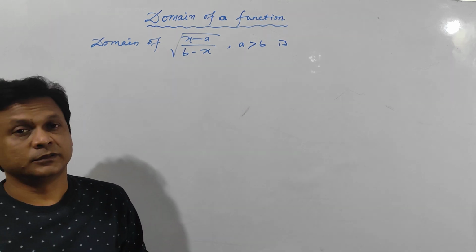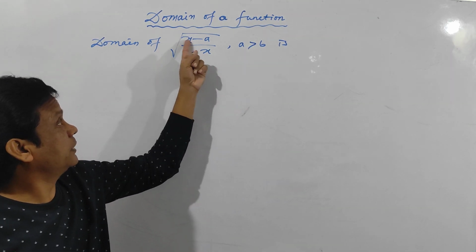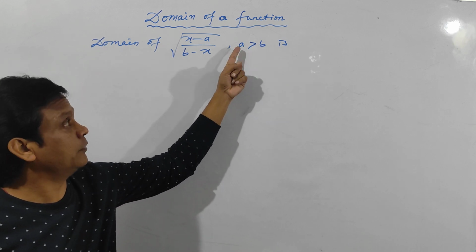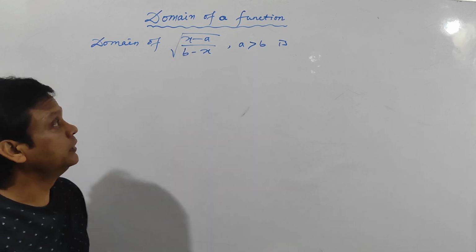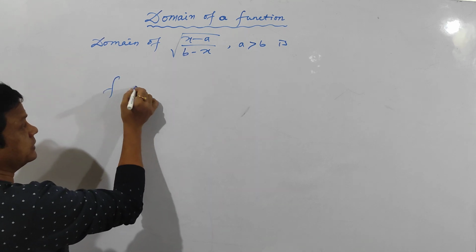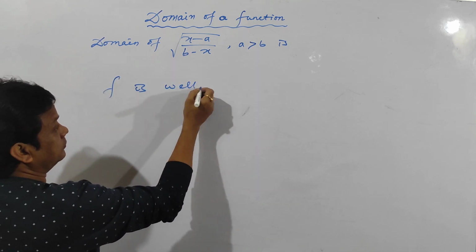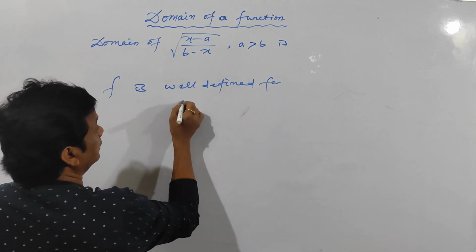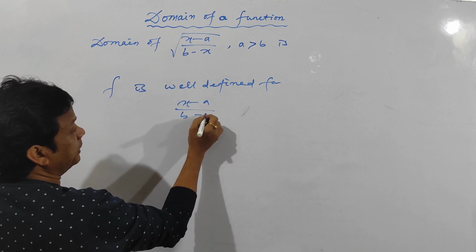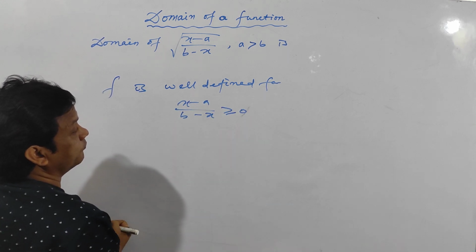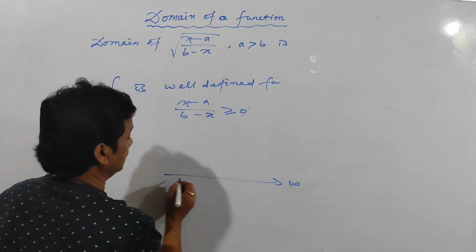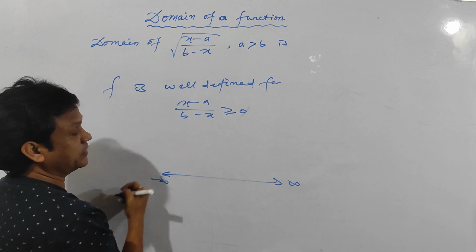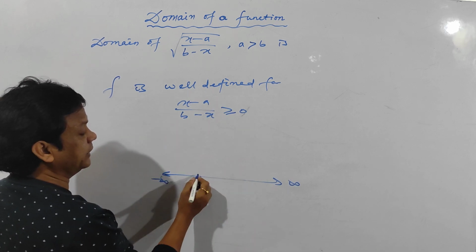Clear? The fourth type. (x minus a) by (b minus x), but a is greater than b. In the previous third type, I have given a is less than b. Clear? Here also same process. f is well defined for (x minus a) by (b minus x) greater than or equal to 0. Draw the number line. This is infinity, this is minus infinity. So x minus a equal to 0 means x equal to a and b minus x equal to 0 means x equal to b.